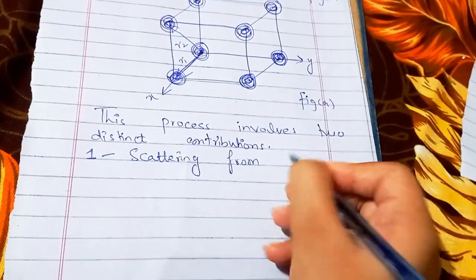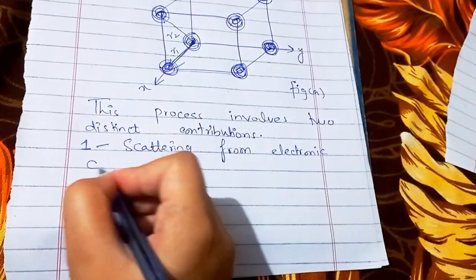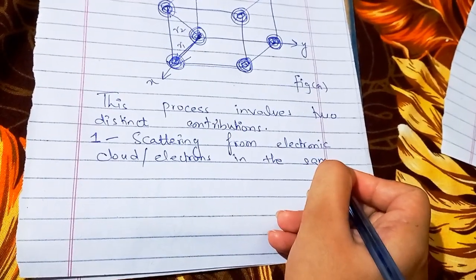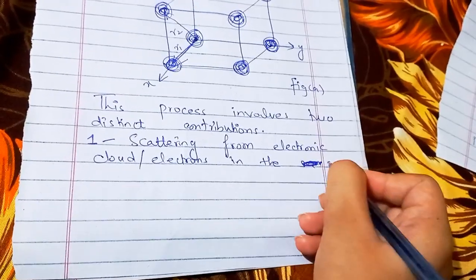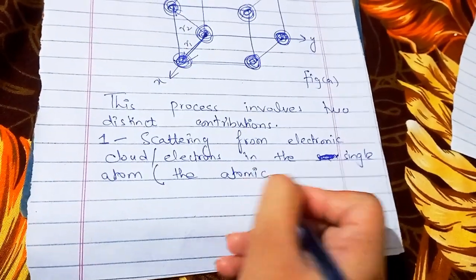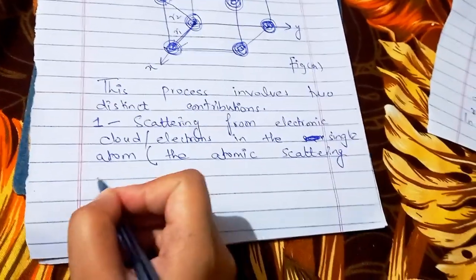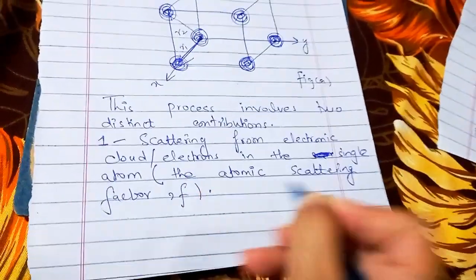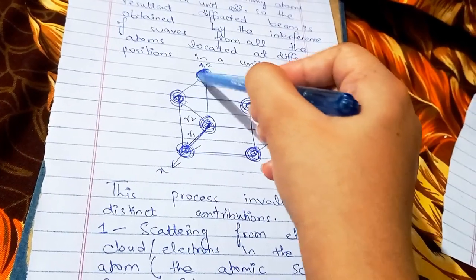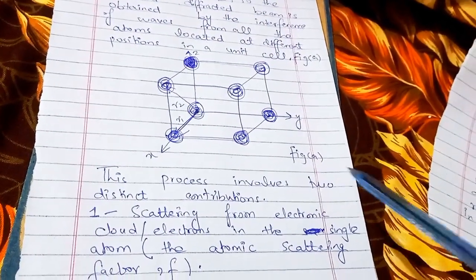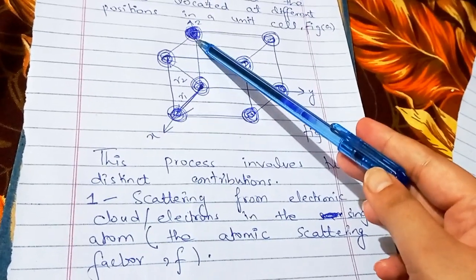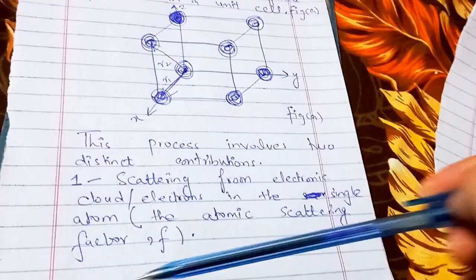First is the scattering from the electronic cloud, or electrons in simple words, in the same single atom, which is accounted for by the atomic scattering factor, represented by the symbol small f. So the first of the two distinct things to keep in mind while considering the interaction of X-rays in a unit cell with the atoms is the scattering from the electronic cloud of a single, individual atom, which is mathematically given by the atomic scattering factor small f.